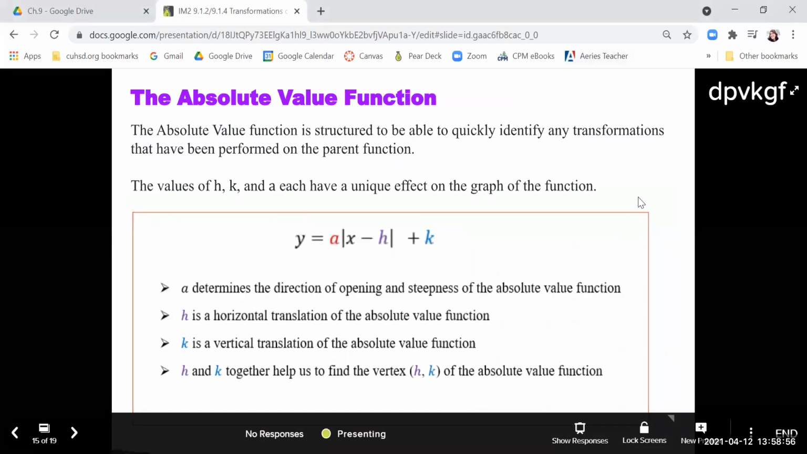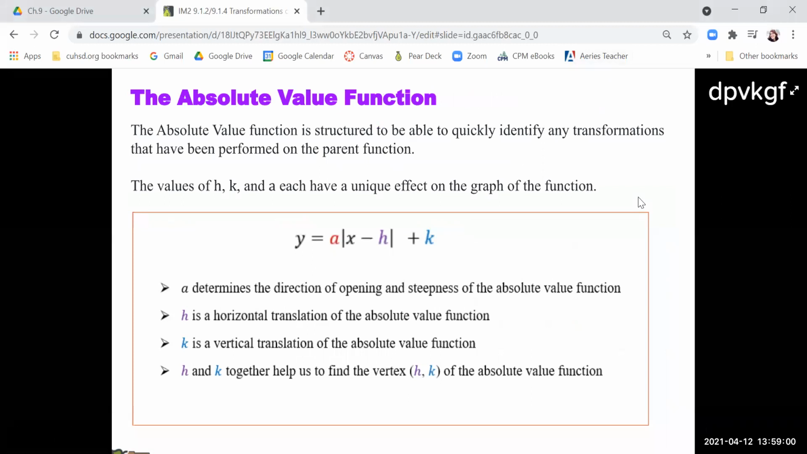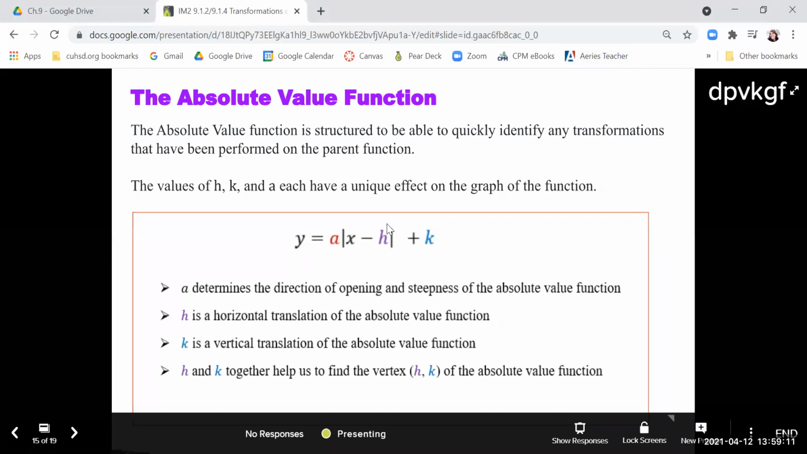Okay, so now check this out. The general form of the absolute value function looks almost identical to the quadratic equation in vertex form. It has an A, it has an H, and it has a K. The difference is that it has absolute value lines instead of parentheses squared. But the way that A, H, and K affect the graph is the same.